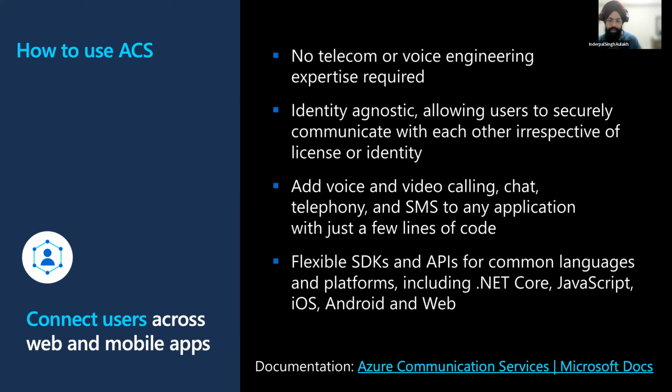And to integrate ACS into your application, there are SDKs available from Azure. So you just need to integrate that SDK into your application, and you are going to provide a connection string to the SDK with a user token. Then that's all. That SDK will handle everything for you. And there is documentation available for Azure Communication Service. I will quickly navigate to the documentation link.